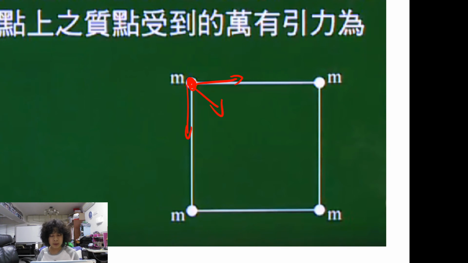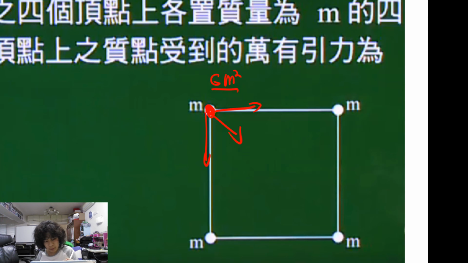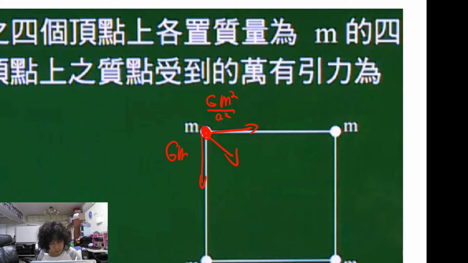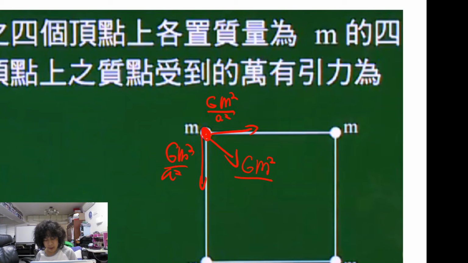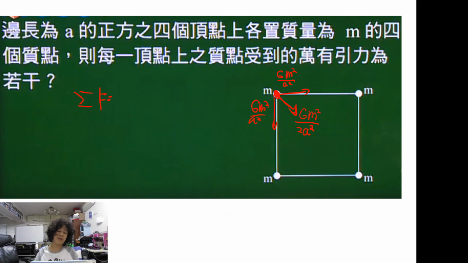For these two, this equals Gm² divided by a², and this is also Gm² divided by a², while this is actually Gm² divided by this, which is 2a², right? So if you add it together, sigma F equals, first, G, okay, which is equal to 3m² divided by 2a plus this part, divided by the square root of 2. Okay? So you get this.